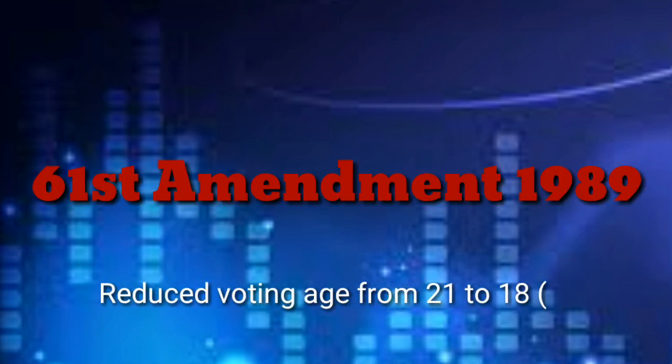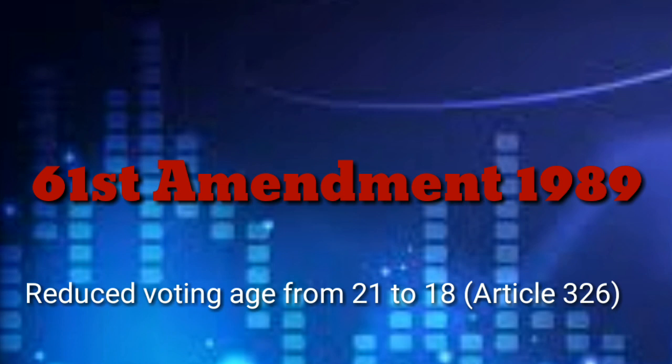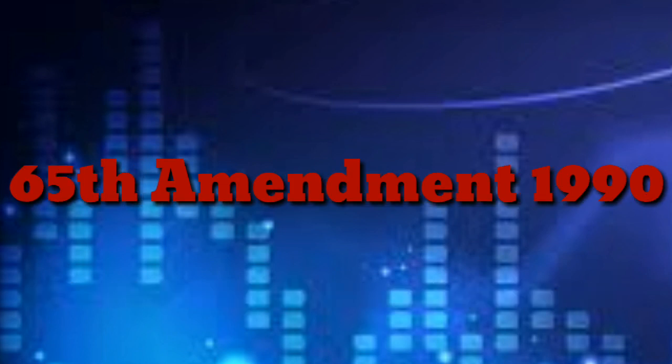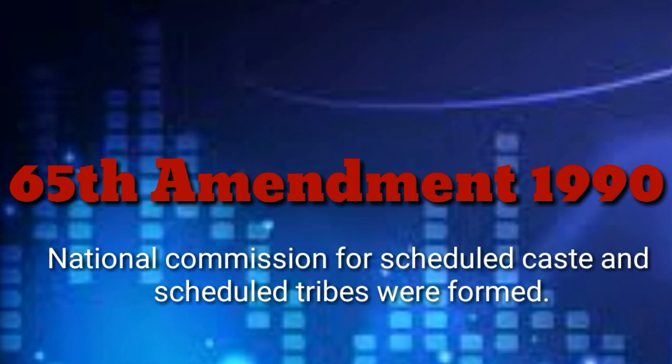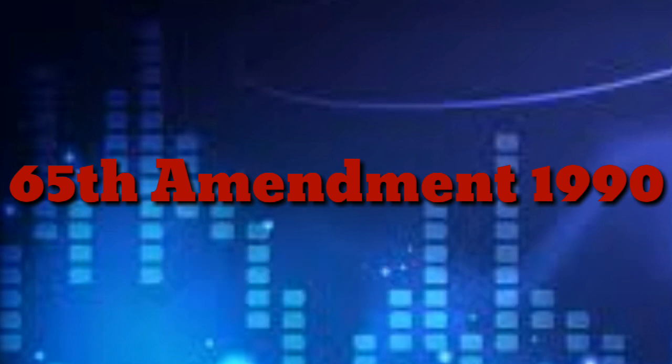61st Amendment 1989 reduced voting age from 21 to 18 as per Article 326. What is Article 326? Universal Adult Franchise. Rajiv Gandhi was the Prime Minister of India during this amendment. 65th Amendment 1990, National Commission for Scheduled Castes and Scheduled Tribes was formed. So 61st Amendment is reducing the voting age from 21 to 18 and Rajiv Gandhi was the Prime Minister then.